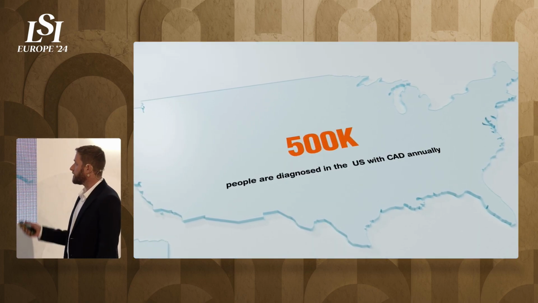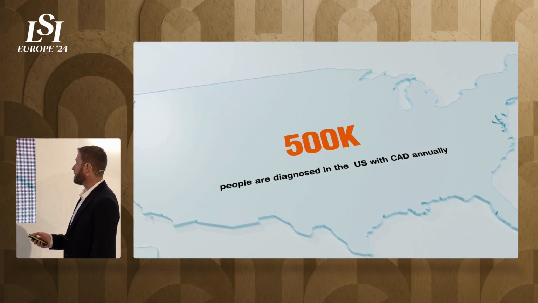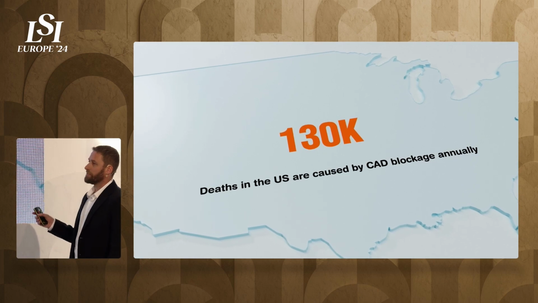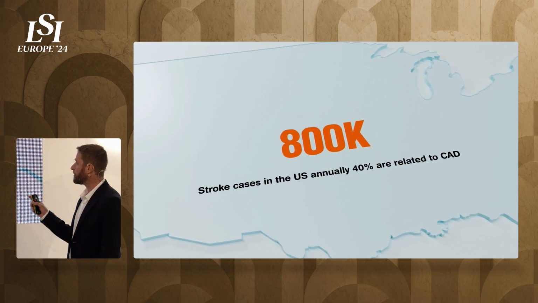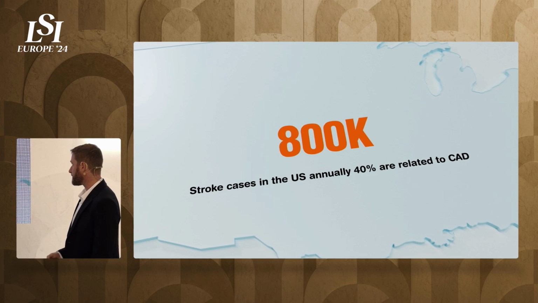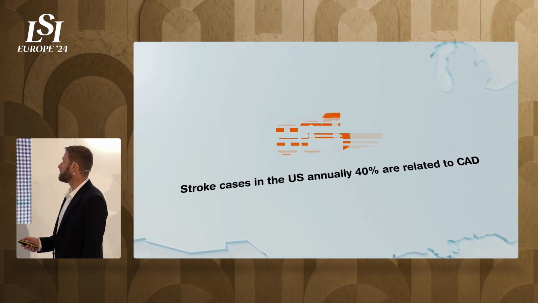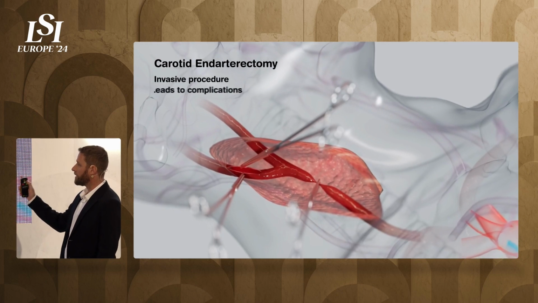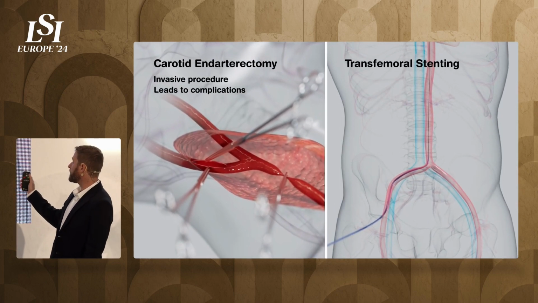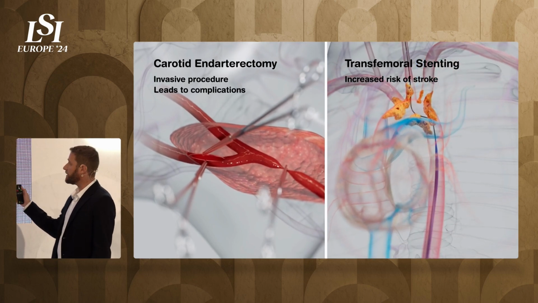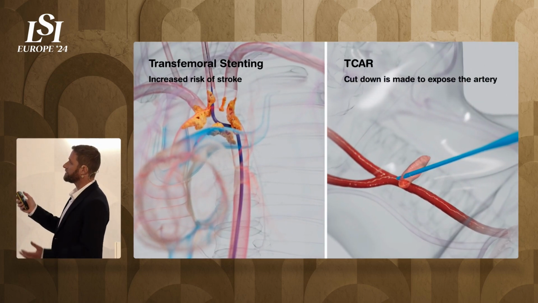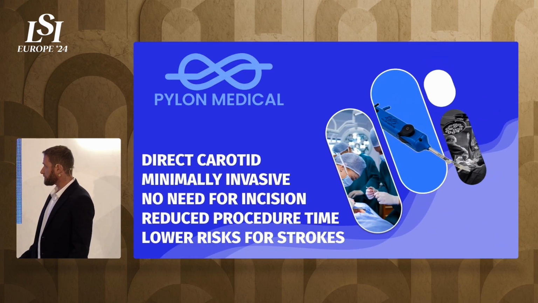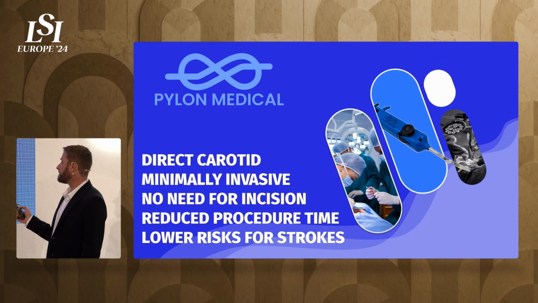So, as I mentioned, 500,000 diagnosed each year, 130,000 deaths. 40% of all strokes occur due to carotid artery disease. Current alternatives: endarterectomy, higher complication. Transfemoral stenting, higher stroke rates. TCAR is not completely closed. Pylon Medical.